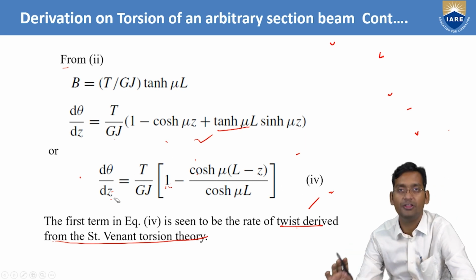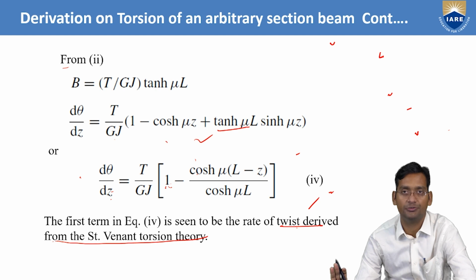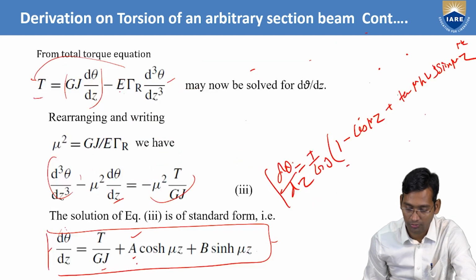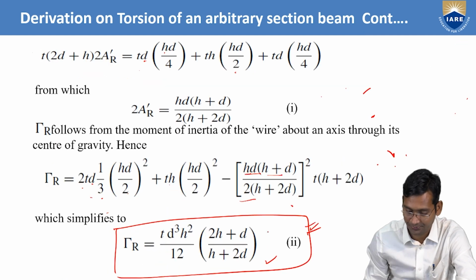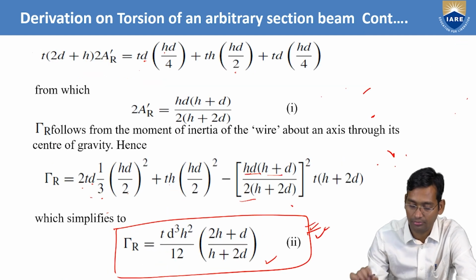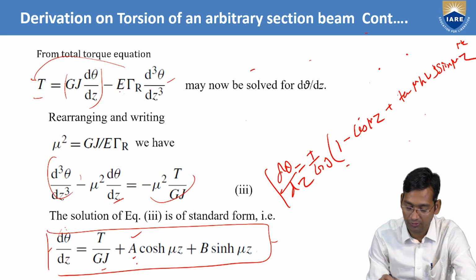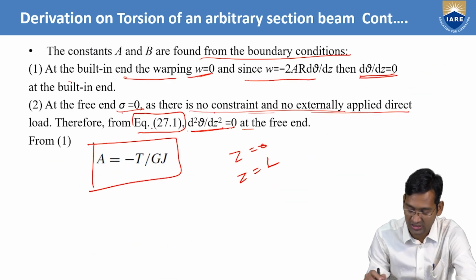So let's see here, with this we can find 3 things. First, in this we found tau r. What is the value of tau r? Now after finding the tau r, what we can find? The rate of twist, right?